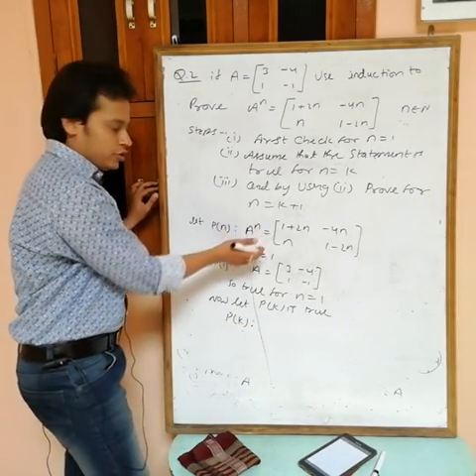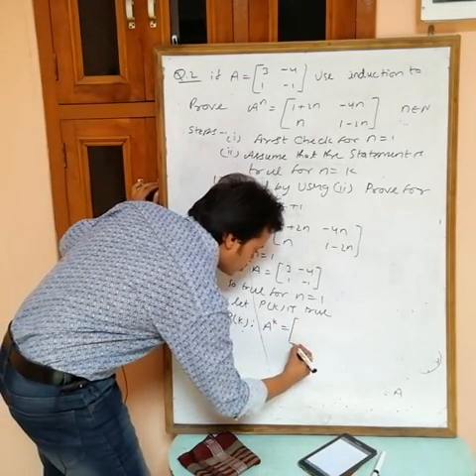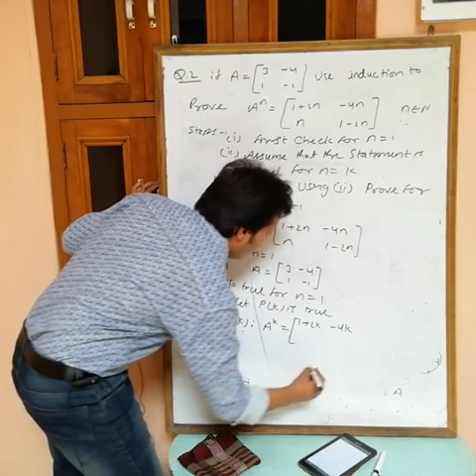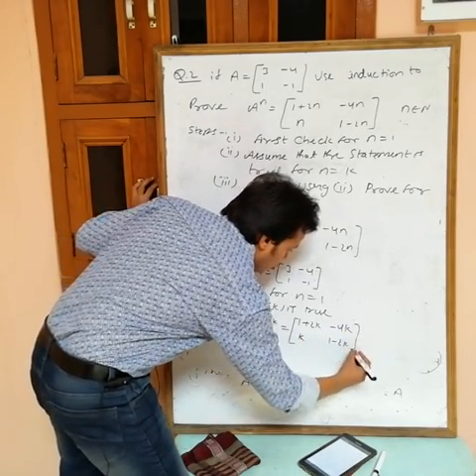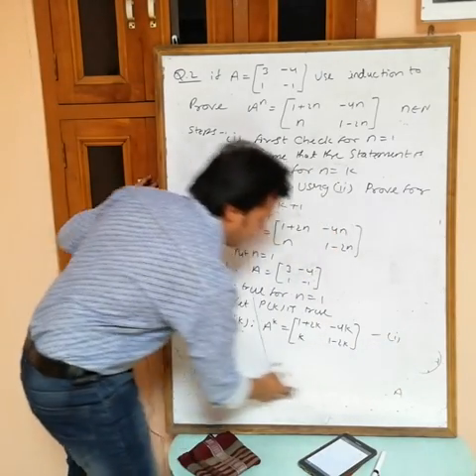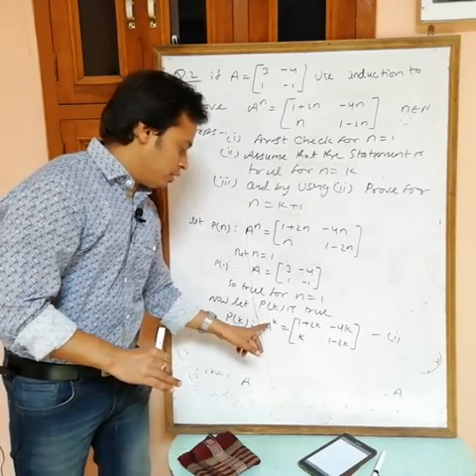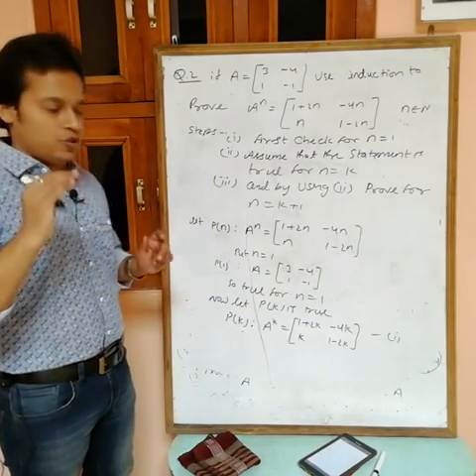It means put n equals k. If you put n equals k, what are we getting? A power k is equal to 1 plus 2k, minus 4k, k, and 1 minus 2k. Okay, equation number 1. Because this is true now, you can use this: A power k is equal to this one. Now we have to prove for n equals k plus 1.